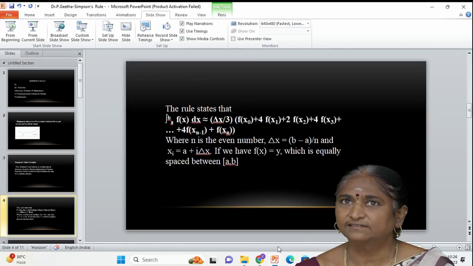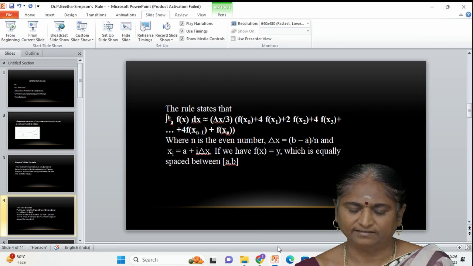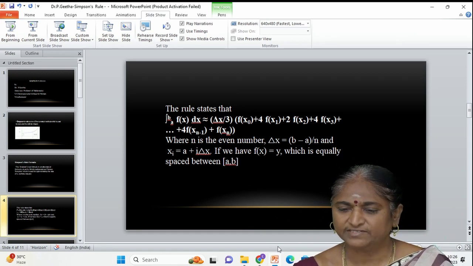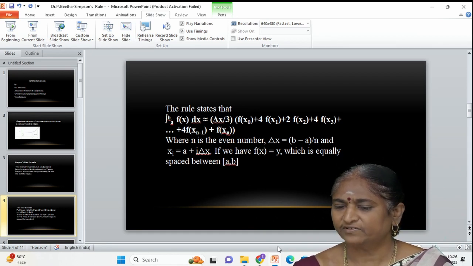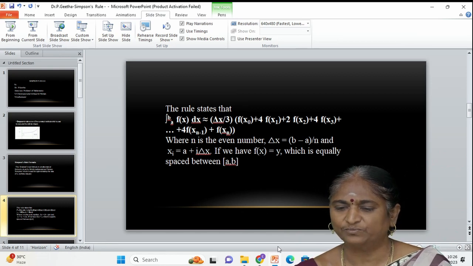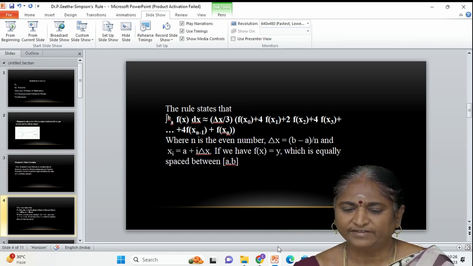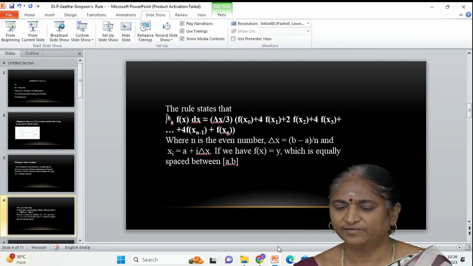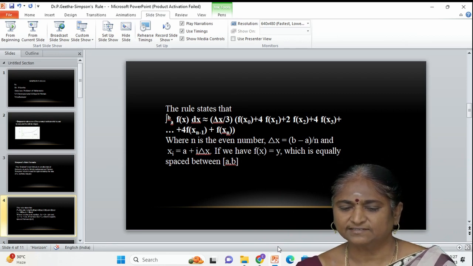Simpson's rule states that the area under the curve between the interval a to b, the integral of f of x dx, equals delta x by 3 times [f of x0 plus 4 f of x1 plus 2 f of x2 plus etc., plus 4 f of xn minus 1 plus f of xn]. We divide the entire area into an even number of segments, and each section width is delta x, which is equal to b minus a by n. Each xi can be calculated from a plus i into delta x.